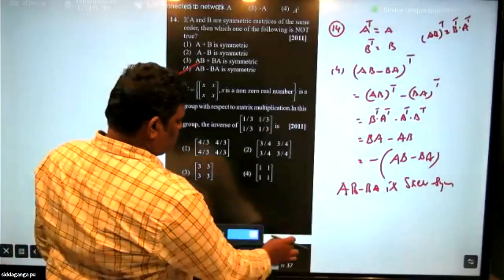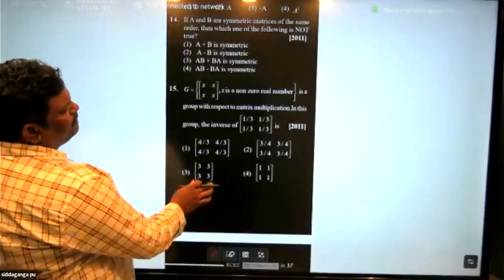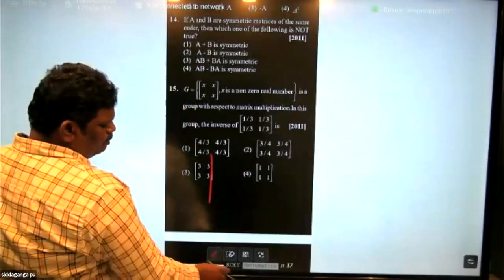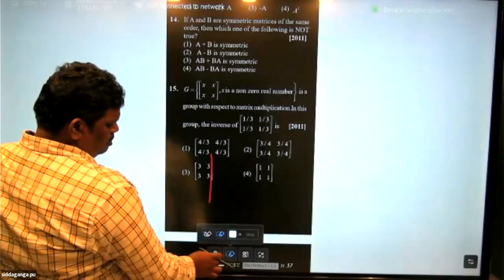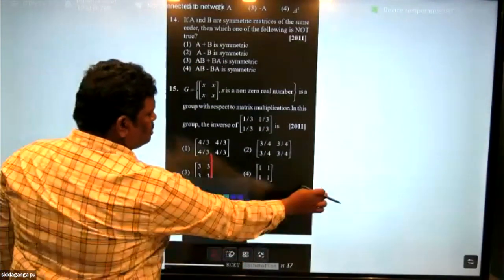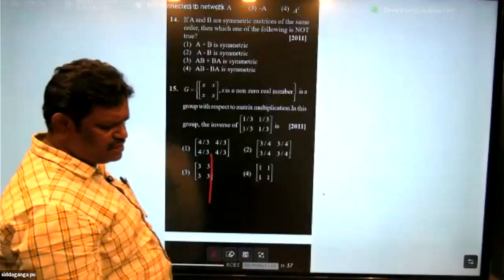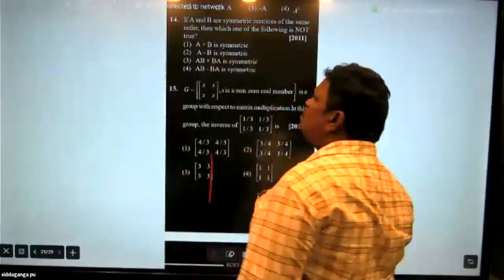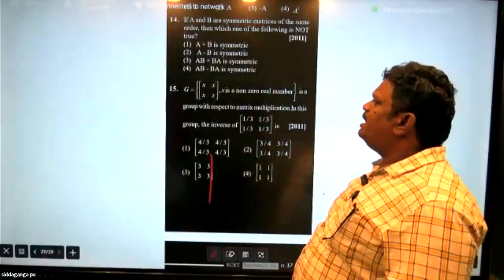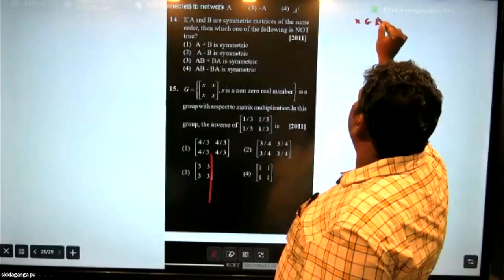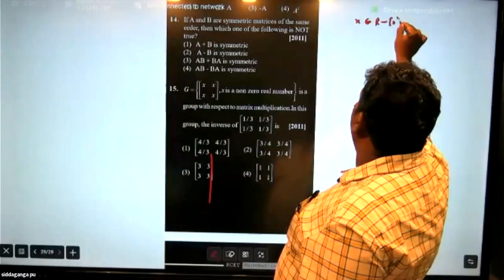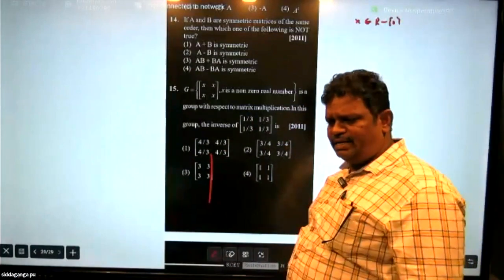Okay. Right. Next, my 15th one. This one is actually a group theory question. Sima, 1 minute. Group theory question means first we find out here G is equal to x, where x is a non-zero real number. Non-zero real number means x belongs to R minus set of 0.